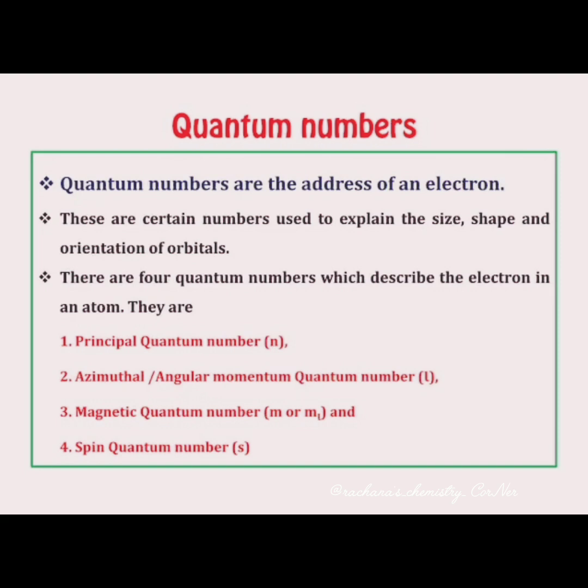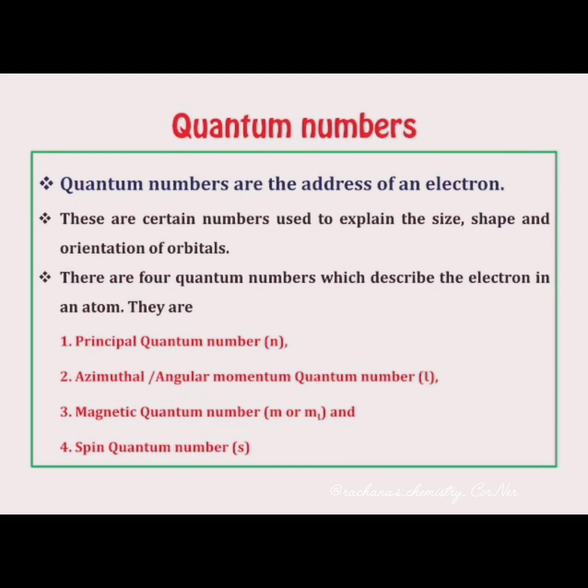So, today let us discuss the topic quantum numbers. These quantum numbers are the address of an electron, and these are certain numbers used to explain the size, shape, and the orientation of an orbital. These quantum numbers will mainly tell you about the position of each electron in an atom. It is described by the four set of numbers.